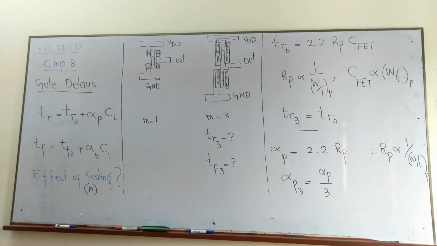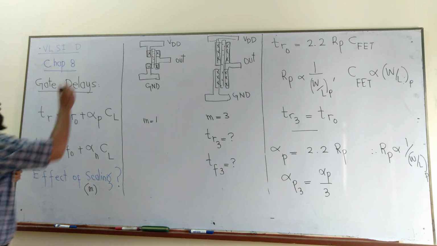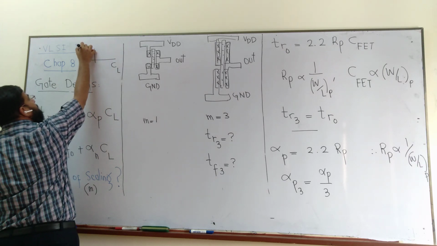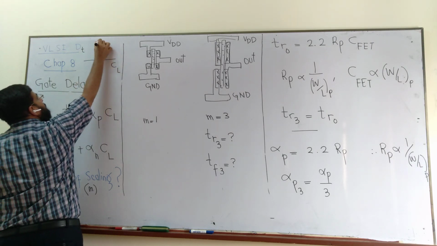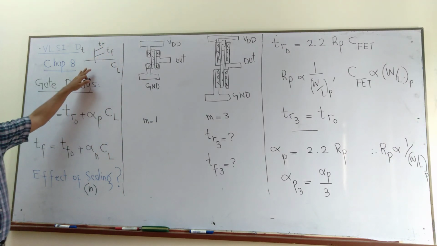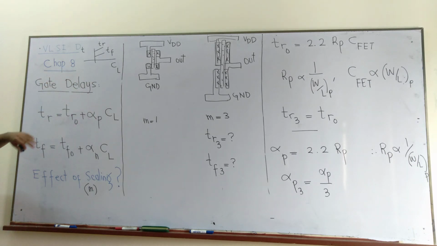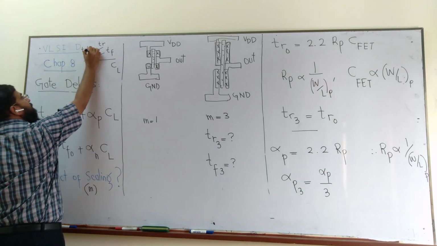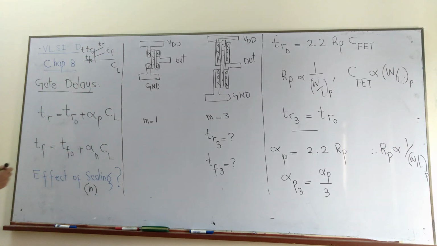And we also analyzed that these expressions, when plotted versus CL, the load capacitance, are like a linear equation and can be plotted linearly, where this is the initial delay TF0 and this is the initial delay TR0. So actually these two equations are equations of a straight line. Today we will see what is the effect of scaling.